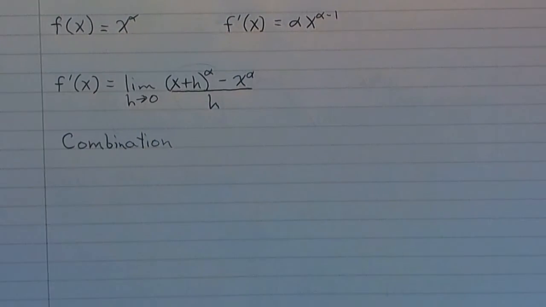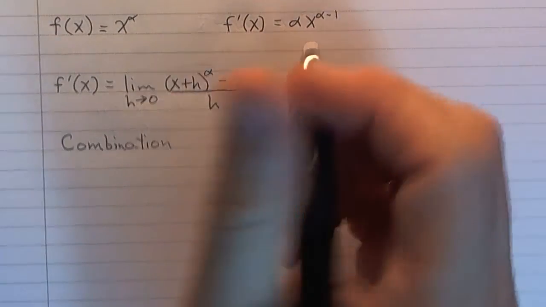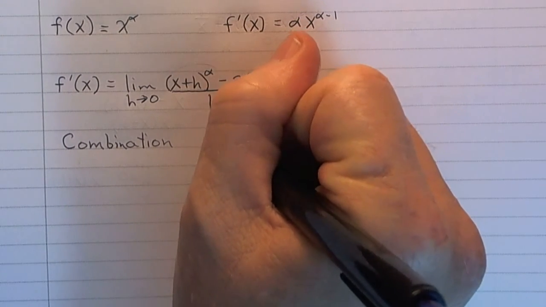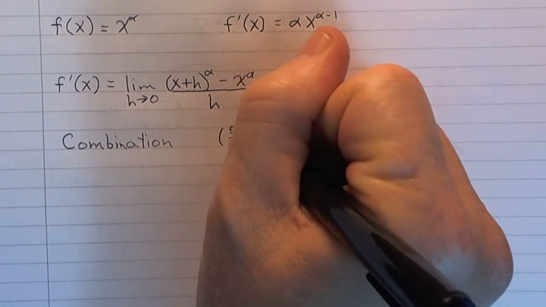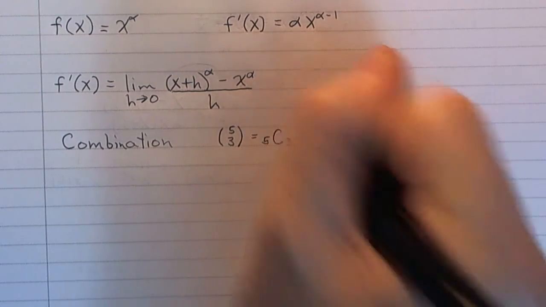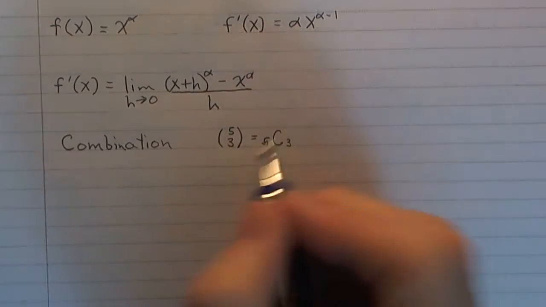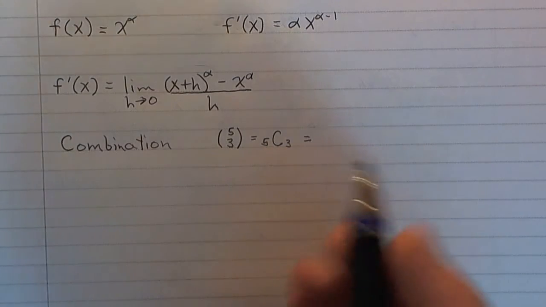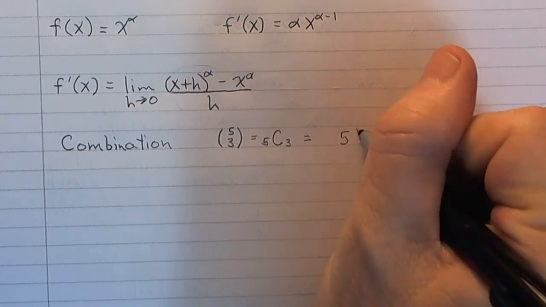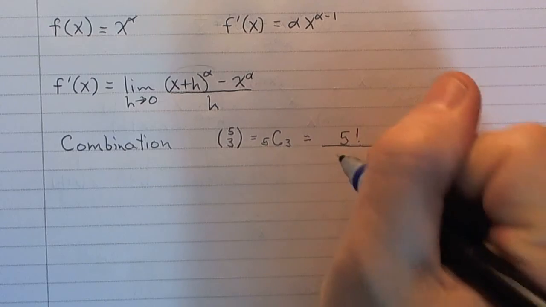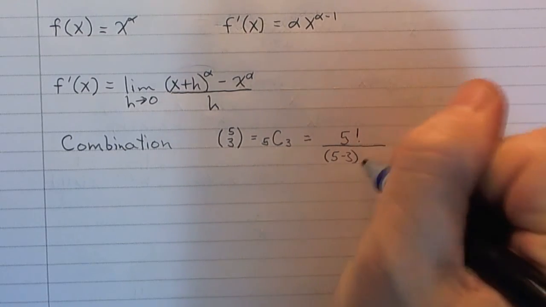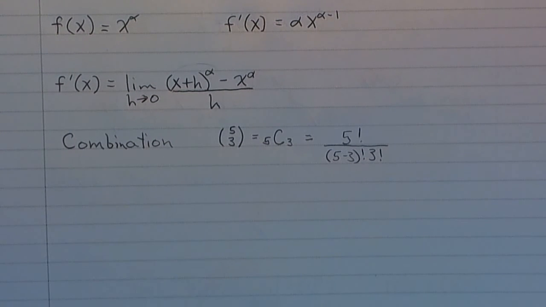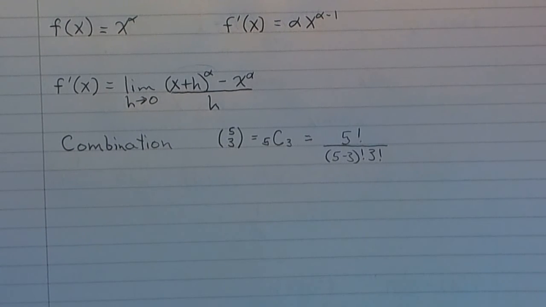A combination looks like this. We could say 5 and then maybe have a 3 down here. Or sometimes it's written this way, 5C3. But this is a formula involving factorials, and it goes like this. This is read 5 things taken 3 at a time. And the formula goes like this. It's 5 factorial over 5 minus 3 factorial, 3 factorial. That's a combination. And then we would just simplify this out.